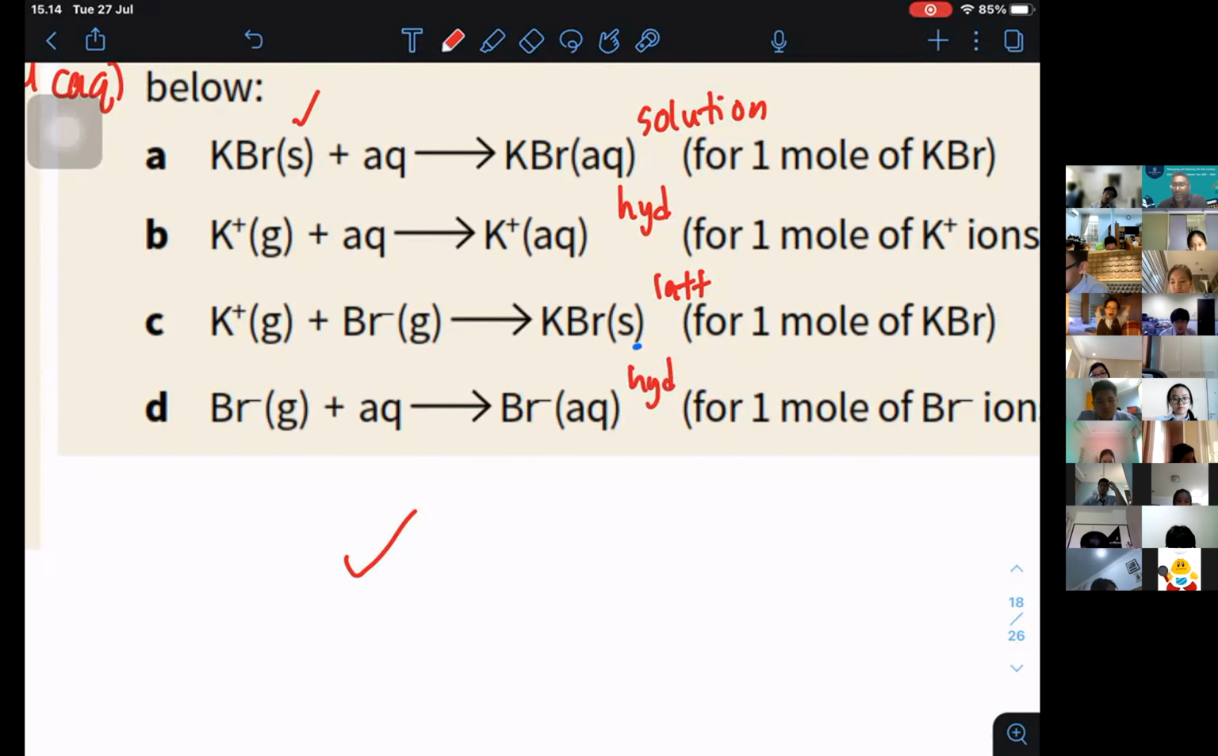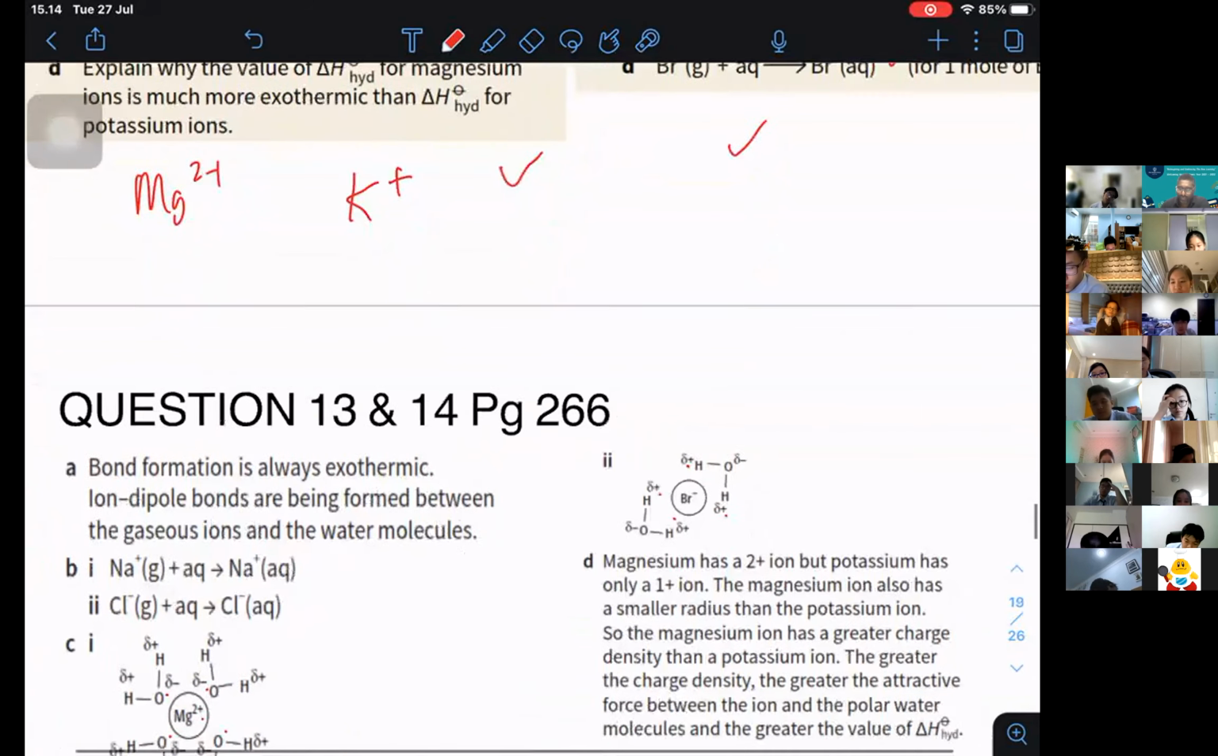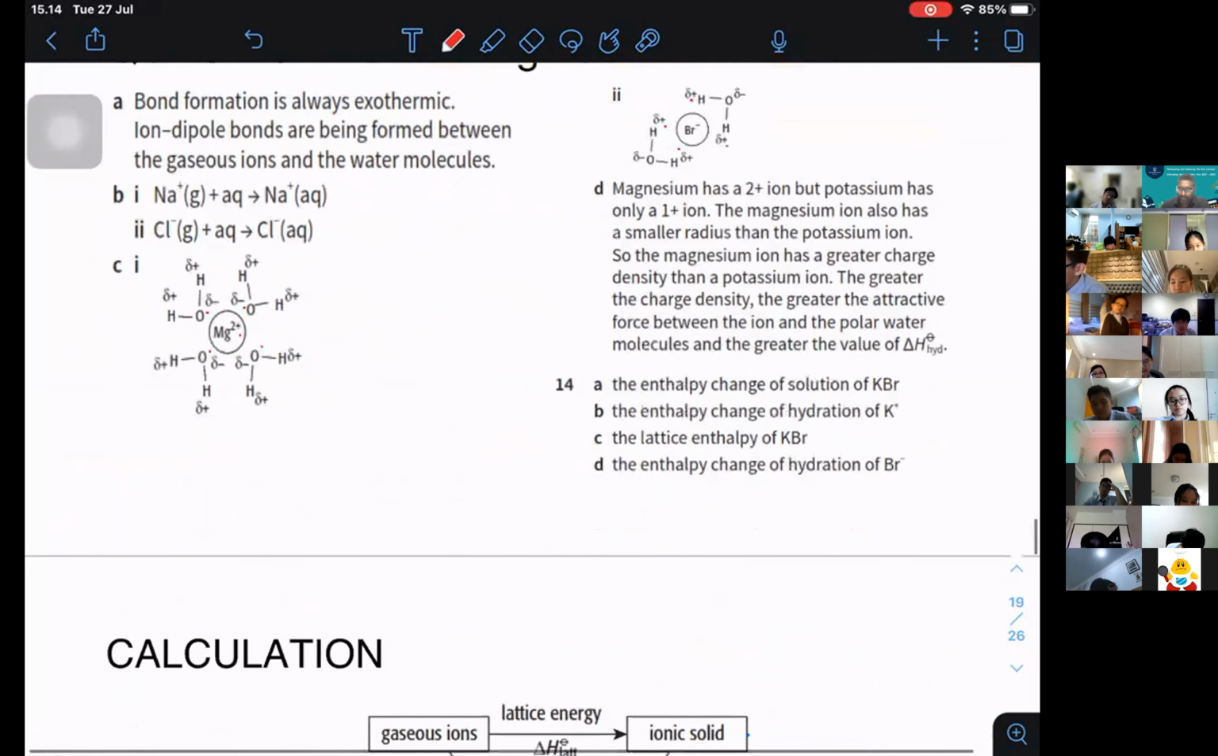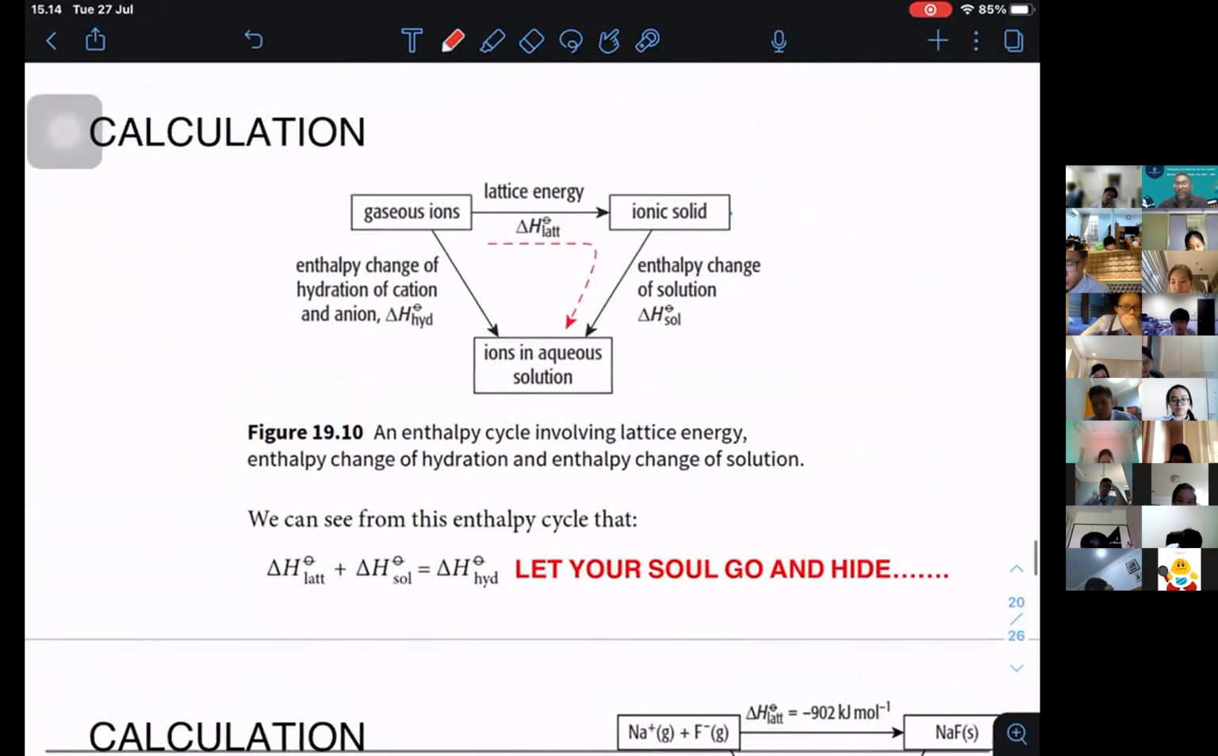So this one you need to learn how to get it done. You can just go through all this, and let's actually focus on the calculation. I think I started this one already. Actually, maybe I didn't go through in detail. I remember last time Mr. Rufus came, and I ended up saying let your soul go and hide, and then finished the lesson.